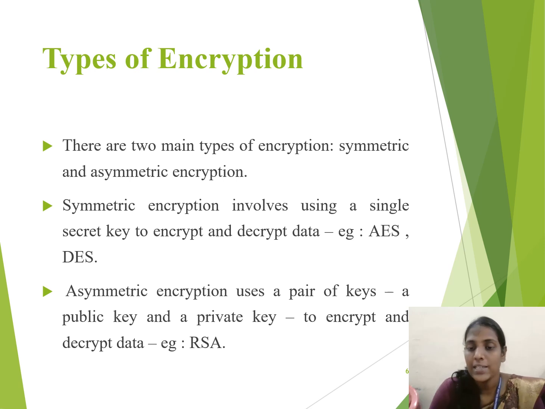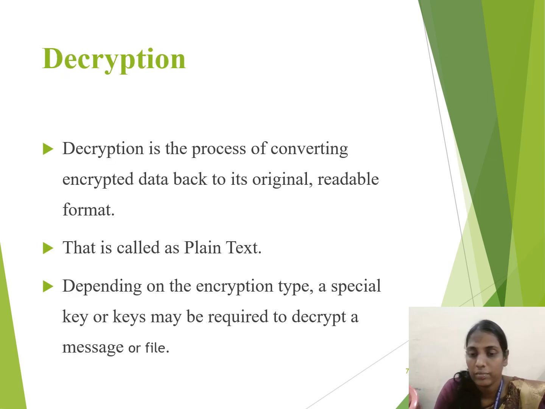The next one is asymmetric encryption. In the word asymmetric itself, the spelling is different. Here we use a pair of keys: a public key and a private key. With the help of the public key, we encrypt the data, and with the help of the private key, we decrypt the data. RSA is the best example of asymmetric encryption. There are many algorithms in this technique.